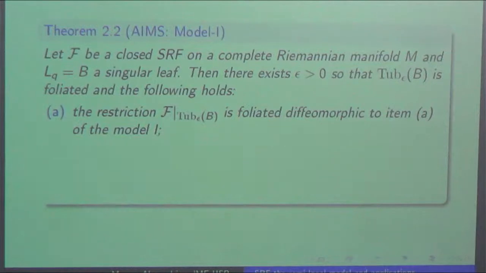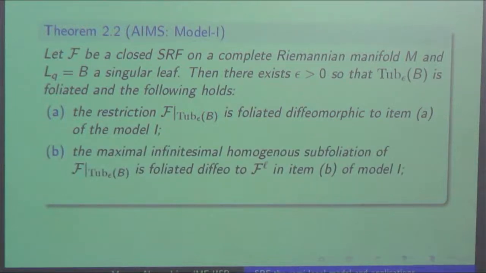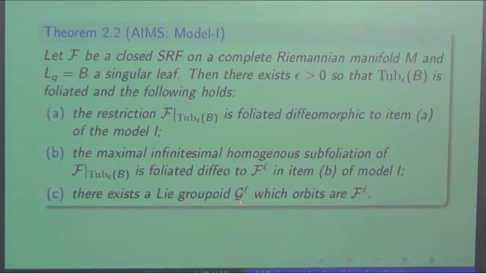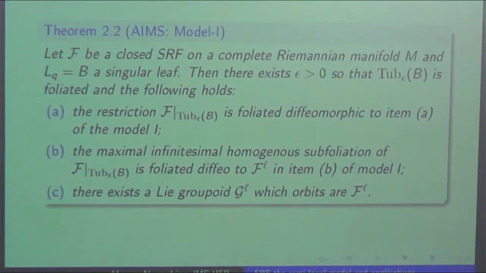And then you just translate by some connections that is inside of the foliations. The maximal infinitesimal homogeneous subfoliation is in fact diffeomorphic to this rotate and translate. So here there is the so-called maximum infinitesimal homogeneous, and this is diffeomorphic foliated to this guy. And in fact, this guy is, as kind of expected, a Lie groupoid. That means this rotate and translate admit a very strong structure that we should use soon.